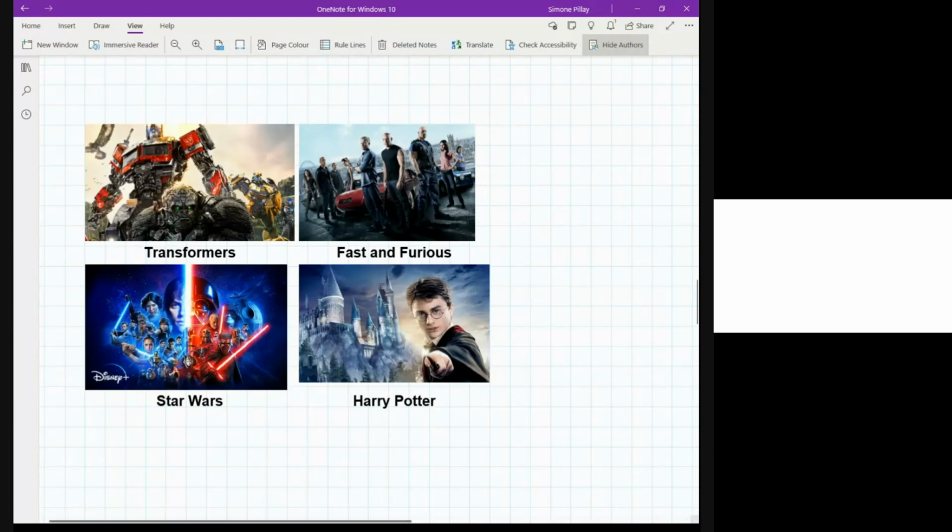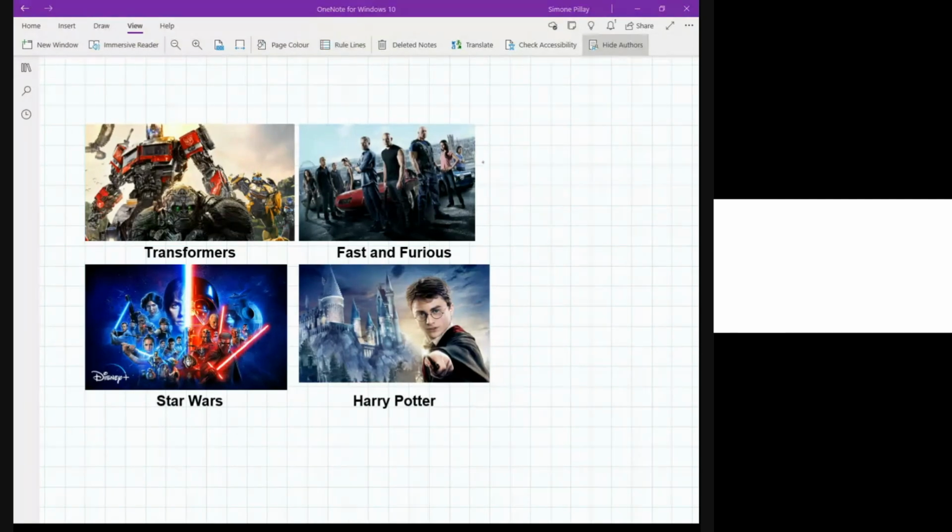Anyways, next one: Transformers, Fast and Furious, Star Wars, Harry Potter. Personally, I've not even watched Harry Potter. Well, I've watched a few, but not all. Star Wars, I've never watched. Transformers and Fast and Furious, I don't know which one I'd keep. I would think Transformers. I'm going to go with Transformers.